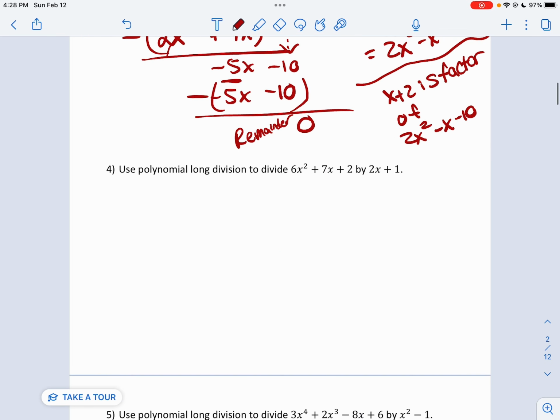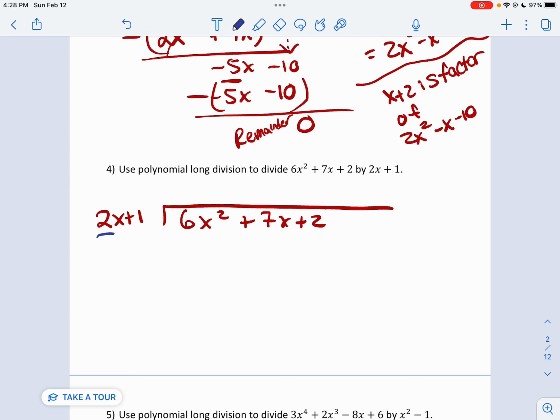Okay, let's try another one. So I have 2x plus 1 on the outside, dividing into 6x squared plus 7x plus 2. All right, I say, does 2x go into 6x squared? The answer is yes. It goes in 3x times, so I write 3x and I write it above the term with the same power. I multiply 3x times 2x plus 1, that is 6x squared plus 3x. I subtract the entire thing.